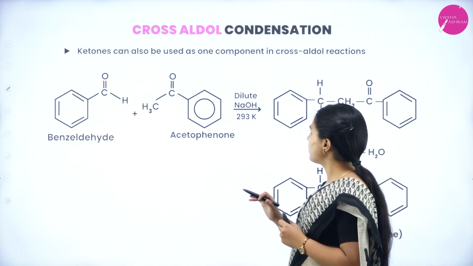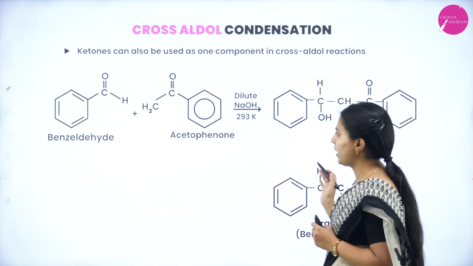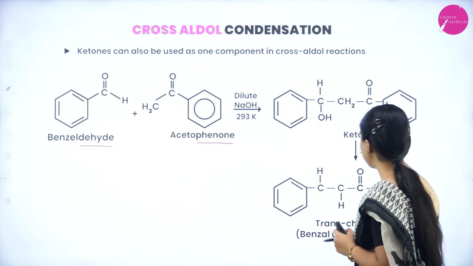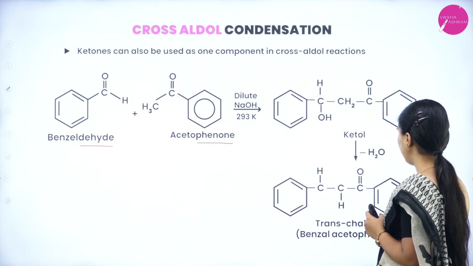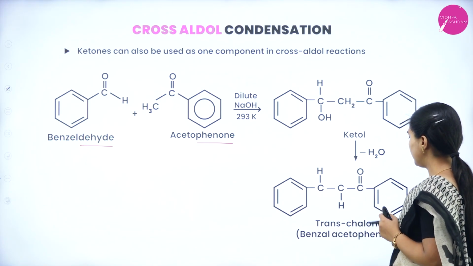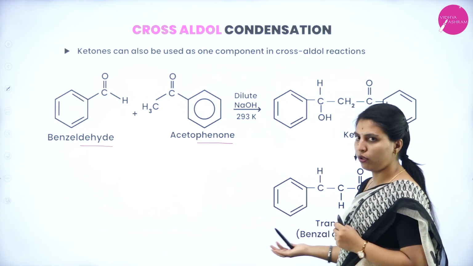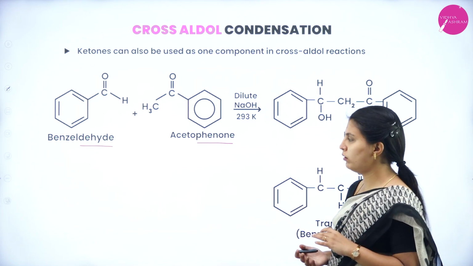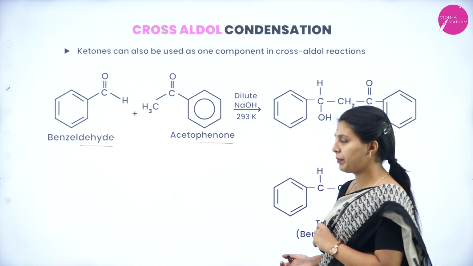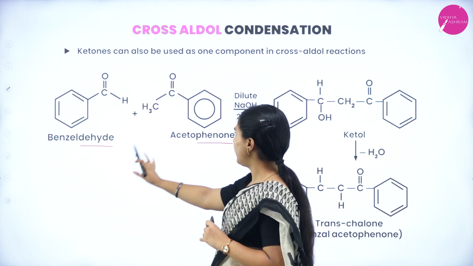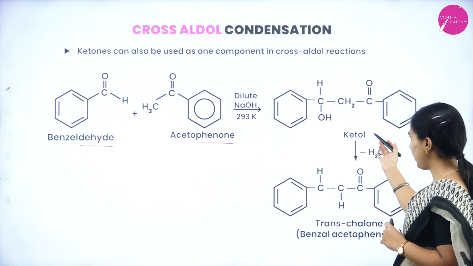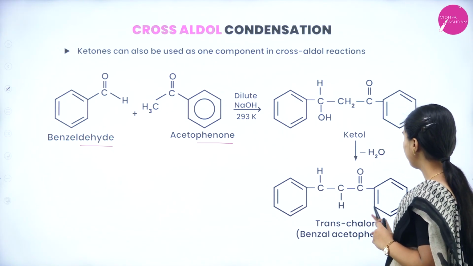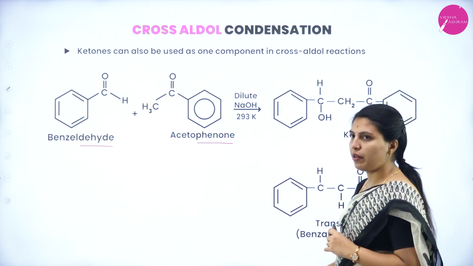Ketones can also be used as one component in cross-aldol reaction. This is aldehyde and this is ketone. Here you may expect ketol and trans-chalcone, that is benzylacetophenone. Okay, they have told aldehyde, ketone, or aldehyde, ketone. We have seen aldehyde and aldehyde in the previous slide. Here with aldehyde and ketone, you can expect ketol, and next losing of water, trans-chalcone or benzylacetophenone can be expected.